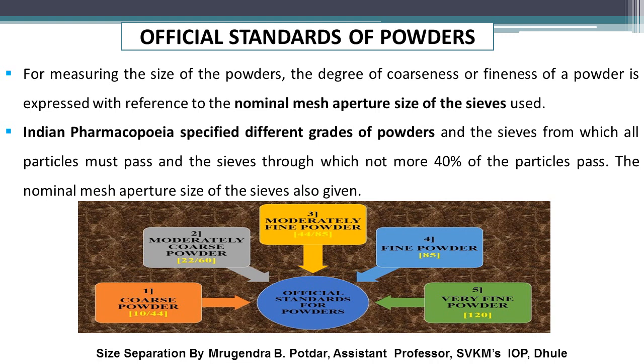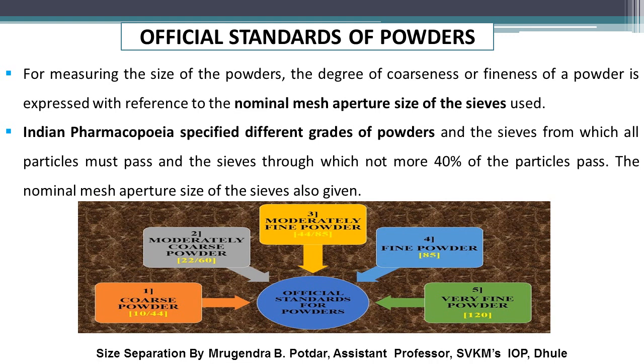Coarse powder: all particles will pass through sieve number 10 and be retained on 44, but there is a criterion. At least 60% will be retained, or not more than 40% will pass through sieve number 44. That kind of powder is called coarse powder.